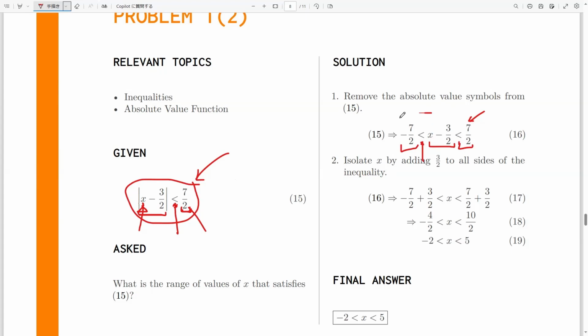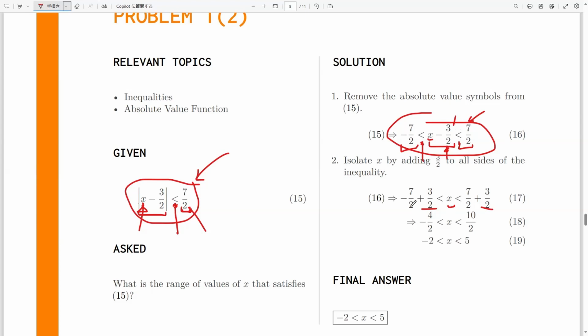Now, this expression here is quite easy, right? All you need to do is get rid of whatever this is, that's 3/2, so that you can retain the x here. So to get rid of 3/2, you just add 3/2 to all sides of this inequality. So you add 3/2 here, you add 3/2 here, and if you add 3/2 in the middle, you get rid of the 3/2 here, so you only have x in here.